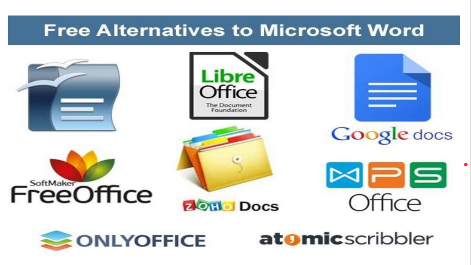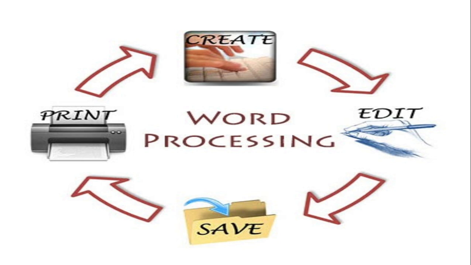Now, when we talk about a word processor, you should know what a word processor is. A word processor helps us in creating a document, making changes in it, later you can save it, and then in the end you can print it as well. So that is what a word processing software is used for.